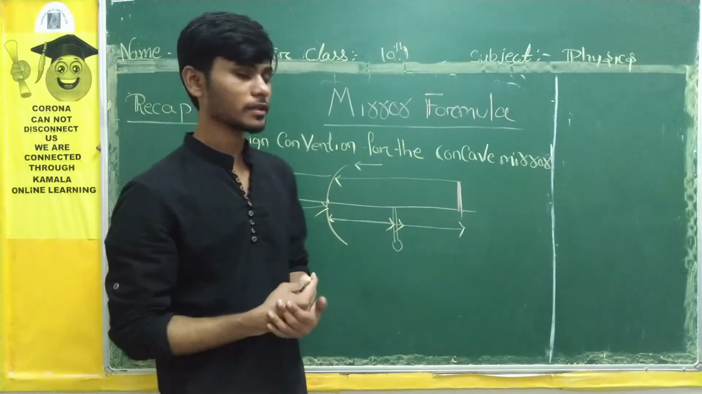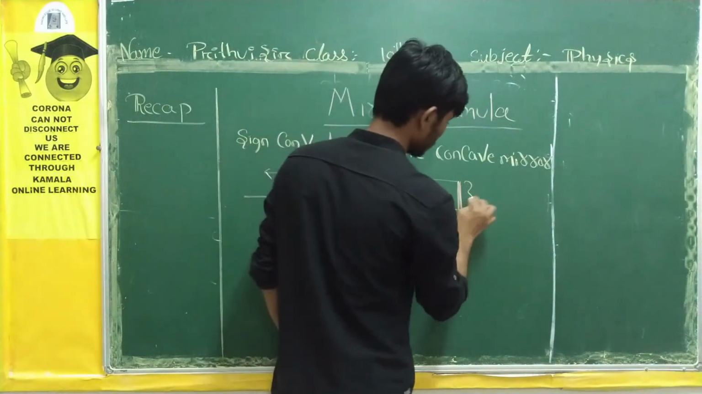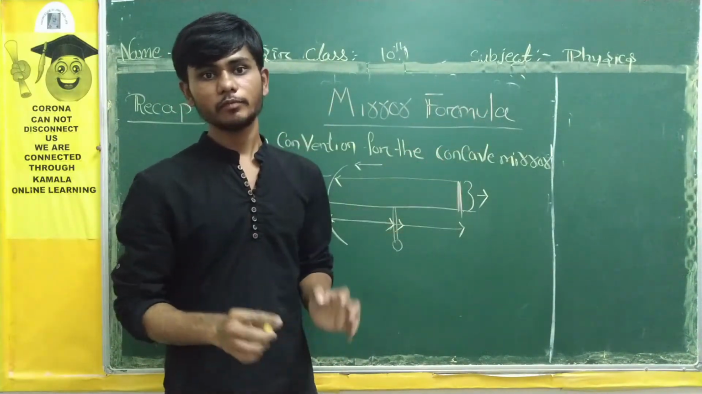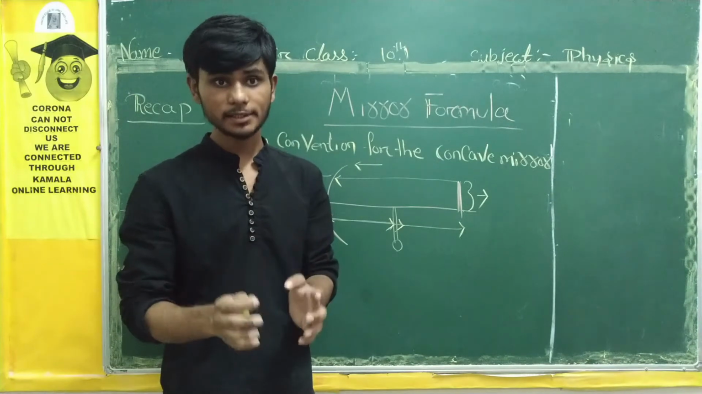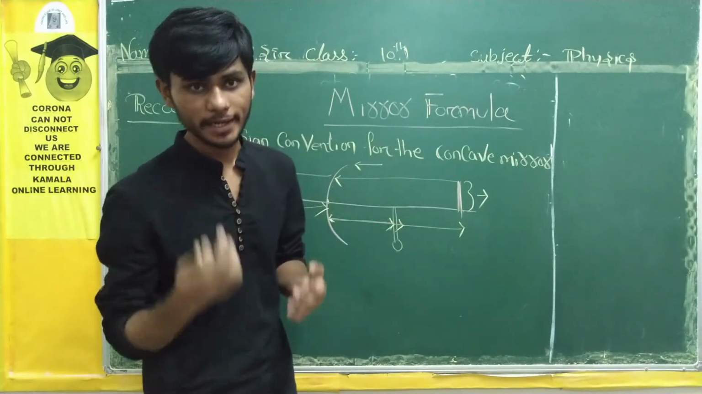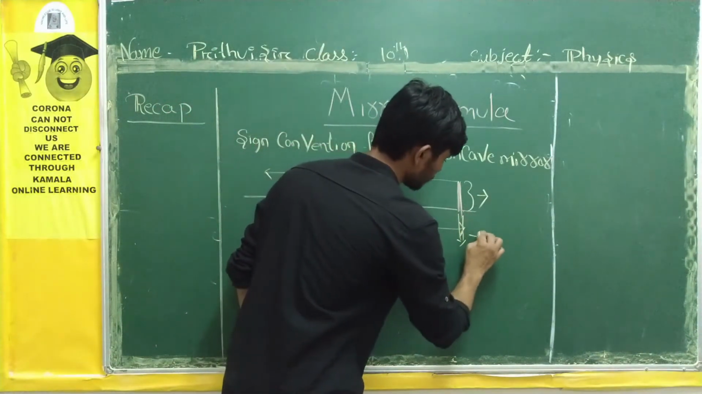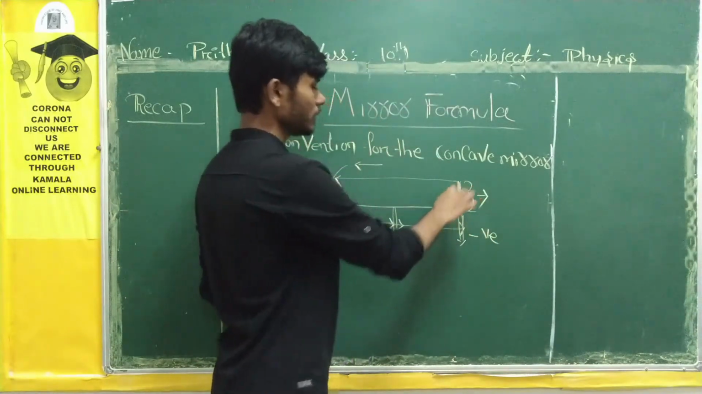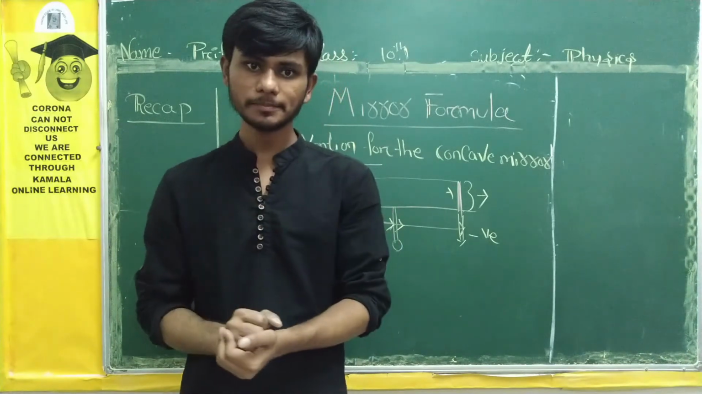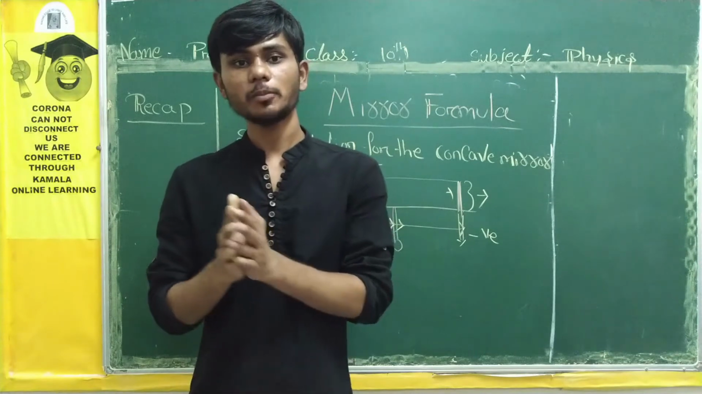And next, the heights which you are measuring above the principal axis will be taken as positive. Heights which are measured above the principal axis will be taken as positive, and heights which are measured below the principal axis will be taken as negative. This is positive, this is negative. So what we have understood, object distance will always be negative, object height is always positive. Image distance can change from positive to negative.